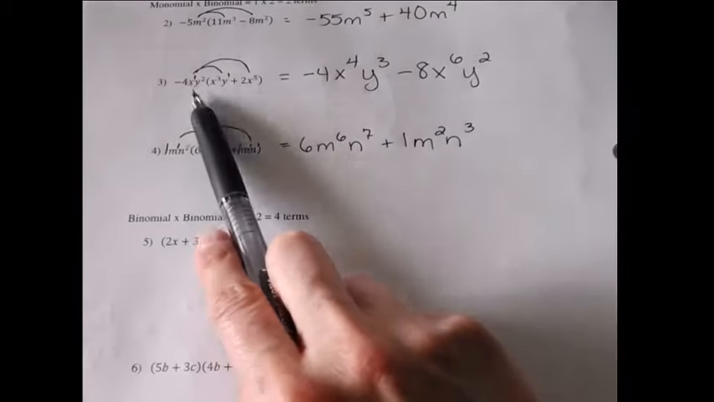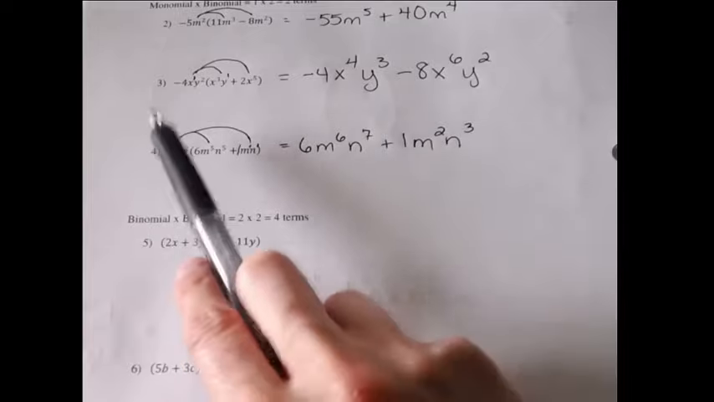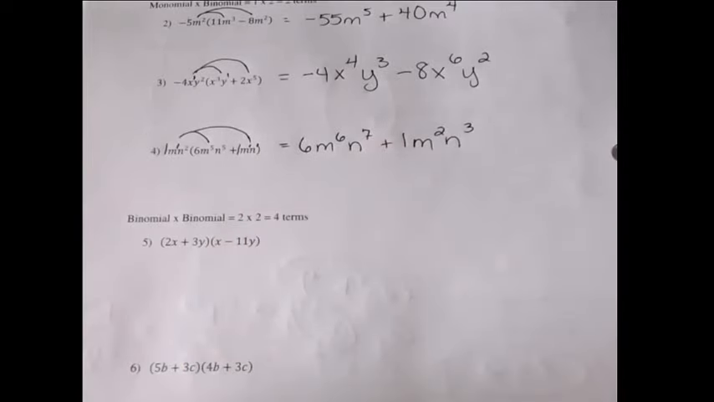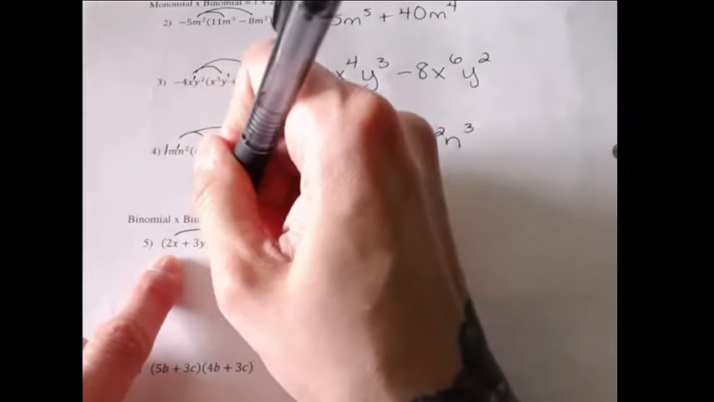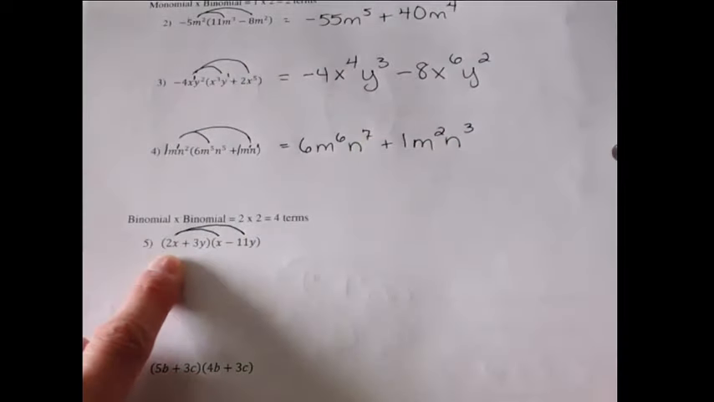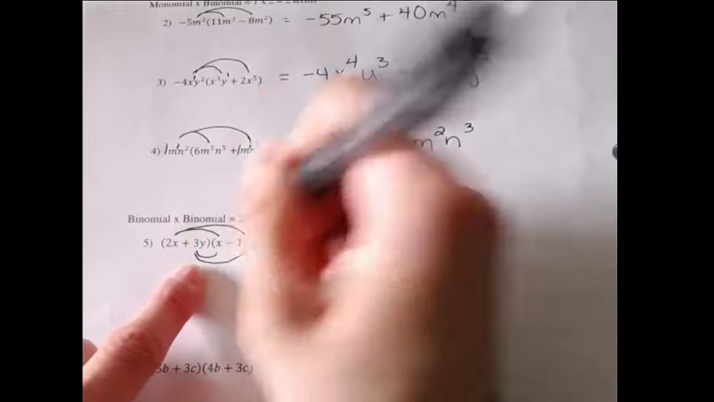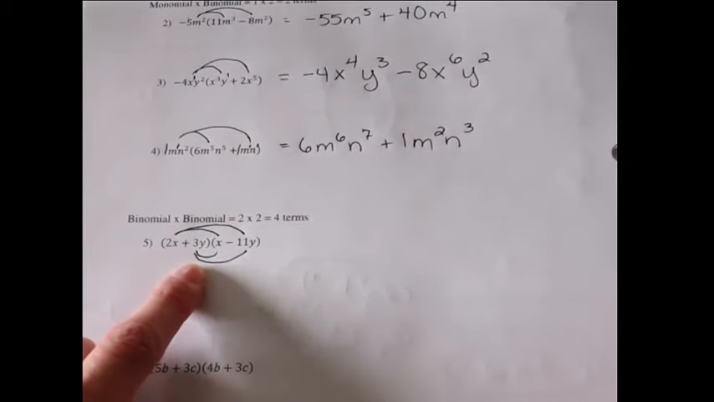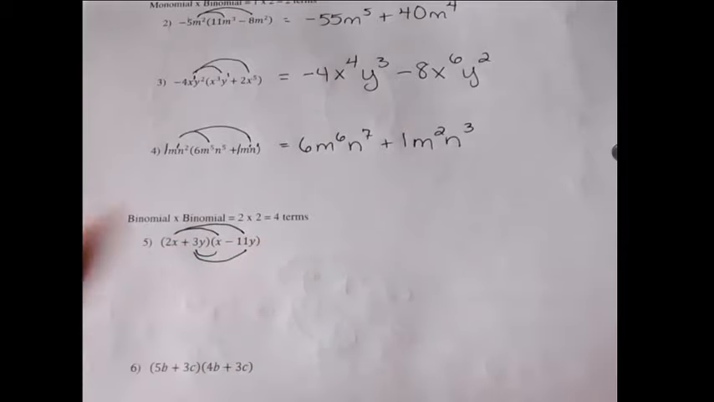Notice that when we had 1 term in front of the set of parentheses, we would distribute to everything inside the second set of parentheses, right? We're going to do that same idea, but we're going to first distribute the 2x alone, and then we're going to distribute the 3y. So what I'd like you to consider is that each term in the first parentheses, you have to distribute to everything in the second one.